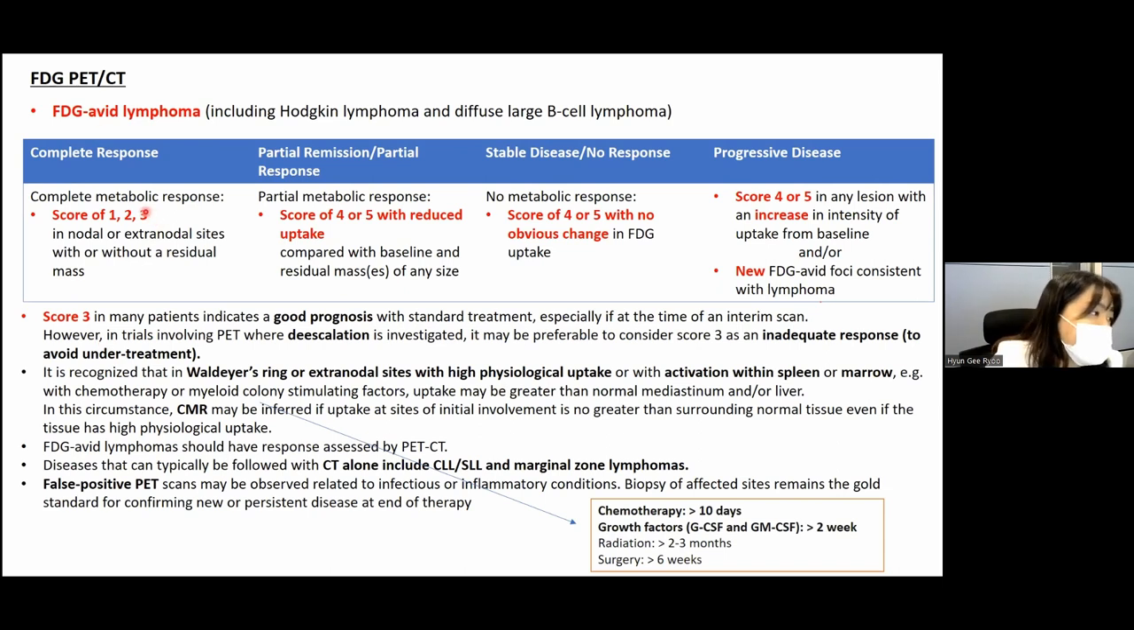As I mentioned, Deauville score 1 or 2 or 3 are categorized as a complete response of the treatment, but we should interpret score 3 very carefully, because sometimes in clinical trials involving PET, score 3 may mean an inadequate response to chemotherapy. So we should interpret score 3 very carefully, and I will explain about this score 3 in a later slide.